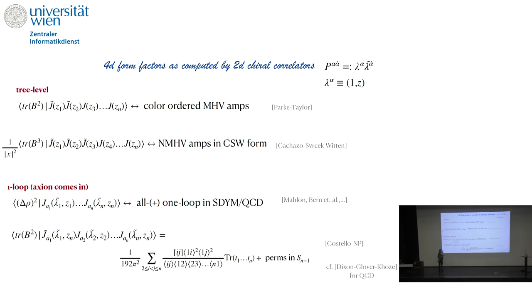So if we insert a local operator whose whole role in life is to cancel the axion exchange in 4 dimensions, what could be left over? Well, only the all-plus one-loop amplitude that we can extract through this form factor. So the axion, again, is a nice way to extract gauge theory answers by this construction.